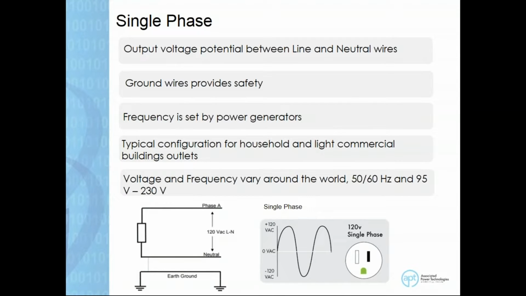Now these are typically used all around your household, for household appliances or light commercial usage, where single phase power is enough to power up your LED lights, microwave ovens, vacuums, and those kinds of products. Now, if you were to look at what the single phase is, it's just a single sinusoidal wave of power being delivered between the phases of line and neutral.